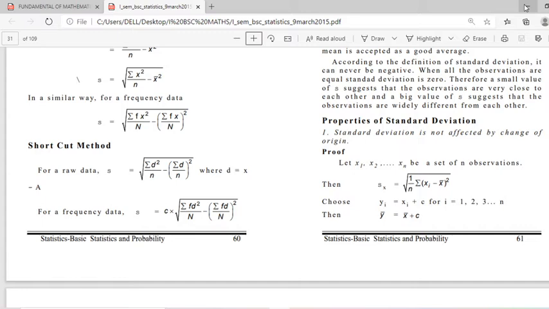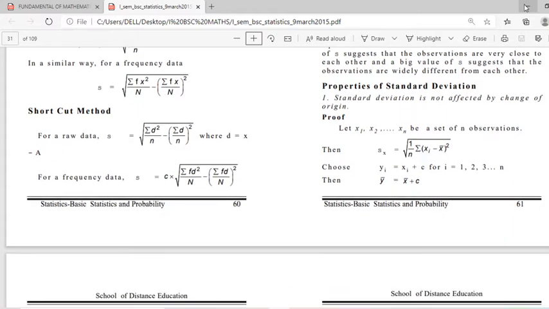Let x1, x2, ..., xn be a set of n observations. Then Sx equal to square root of 1 by n into summation i from 1 to n of (xi minus x bar) square. Choose yi equal to xi plus c. That means origin is changed, by adding a constant c.